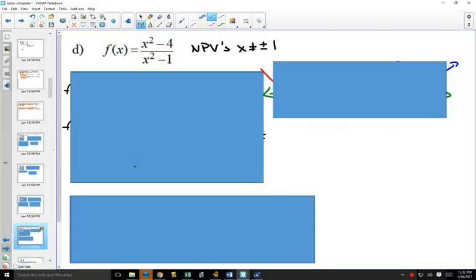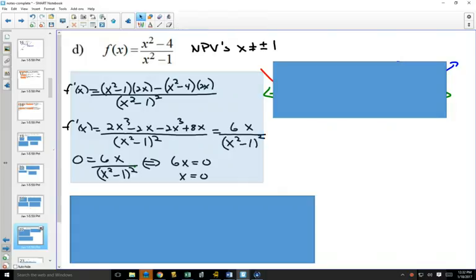So when we go and use our derivative, well, in this case, we're going to have to use the quotient rule. Quotient rule is what? Keep the bottom the same, derivative of the top. Subtract, keep the top the same, derivative of the bottom, divided by the bottom squared.